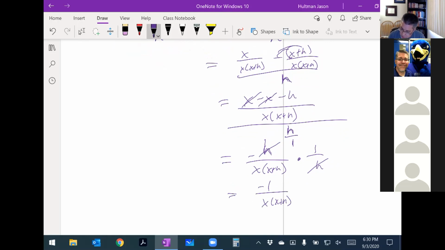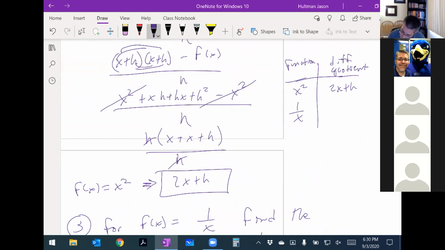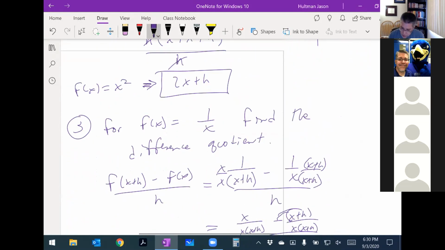So again, we're going to go back to our list. And I'm going to say that when I have 1 over x, what's the difference quotient? It's negative 1 over x times x plus h. That's it. Nice. Okay, let's do one last one here.